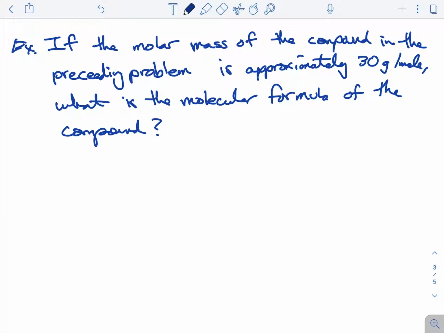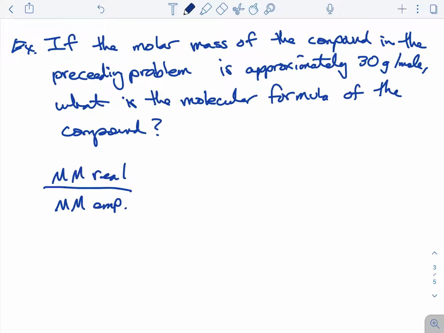Now, here's a follow-up question. If the molar mass of the compound in the preceding problem is approximately 30 grams per mole, what is the molecular formula of the compound? The way we do this is there's a simple formula, which is that we take the molar mass of the real compound and we divide it by the molar mass of the empirical formula.